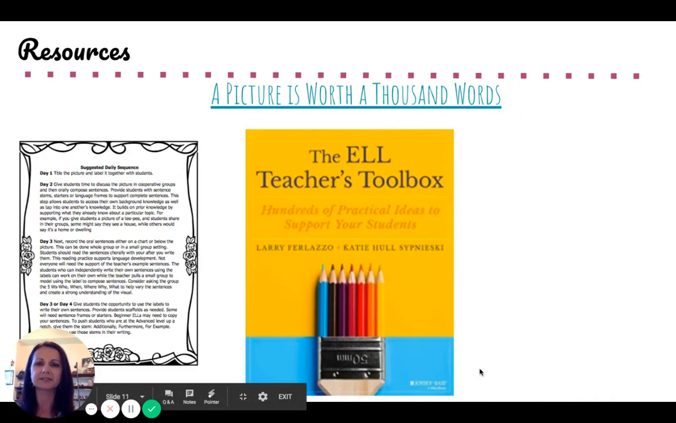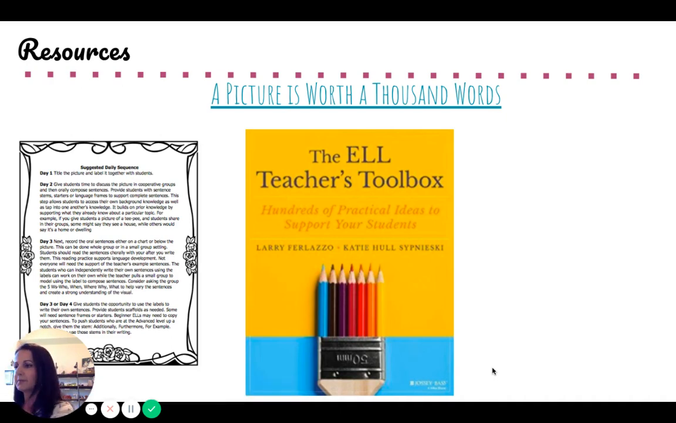Here are some resources you can use. The beautiful yellow book, the ELL Teacher's Toolbox by Larry Ferlazzo and Katie. Specifically, page 124 is all about the picture word inductive model. So I highly suggest this book, not only for the picture word inductive model, but also for all the tons and tons of other awesome lessons, strategies, and methods here.